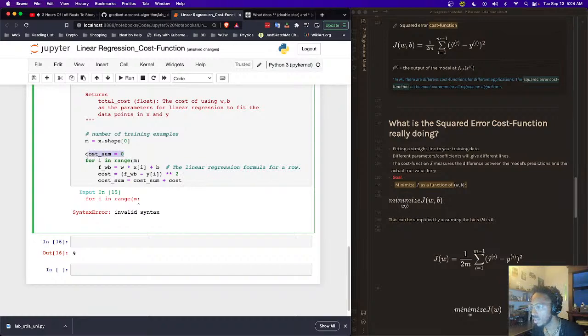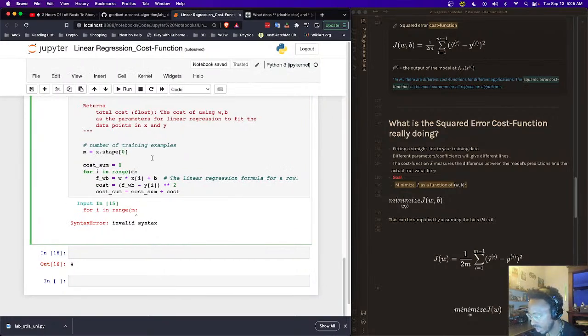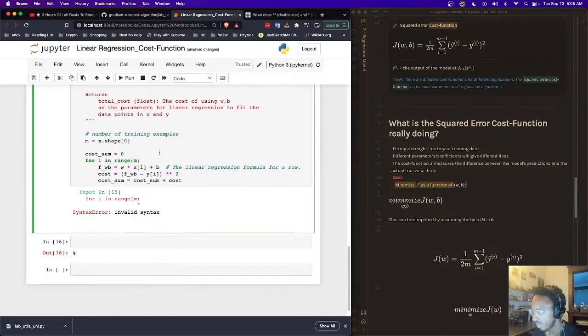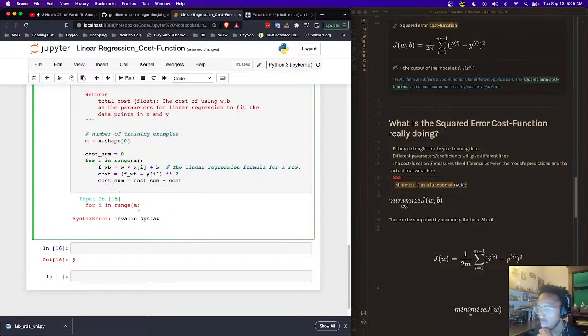Okay, so this cost sum is starting at 0, but every time we run our loop, we're going to add whatever the new cost is that we have generated to this cost sum. So it's going to create a number that represents the entirety of our data set. So for the length of m, each index in that data set is going to have the value of its cost added to this cost sum as a total.